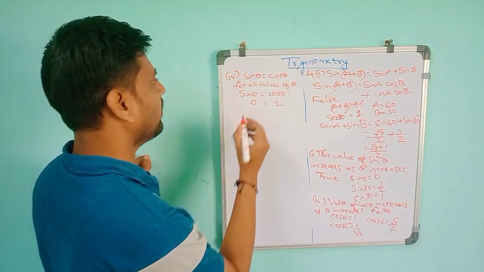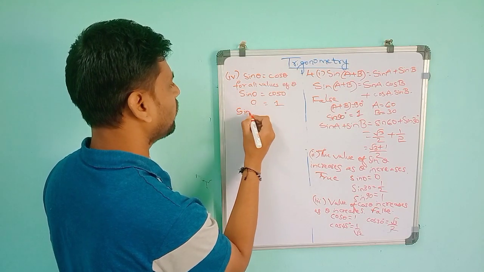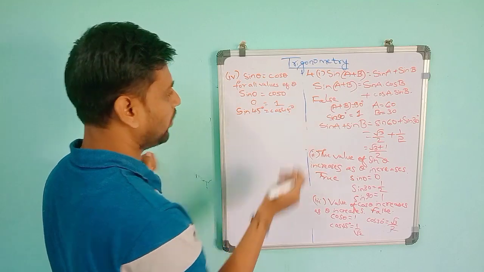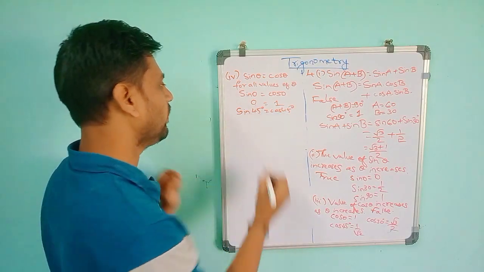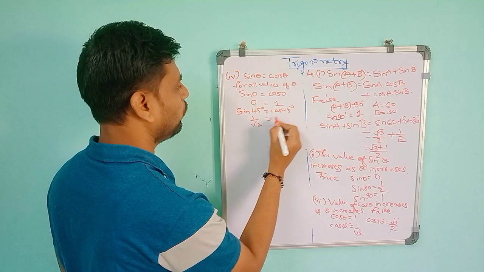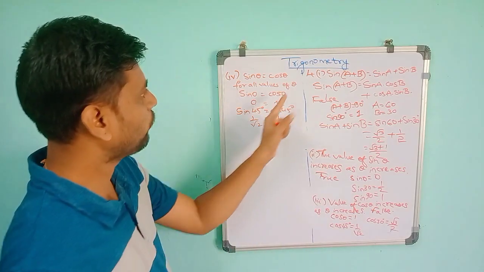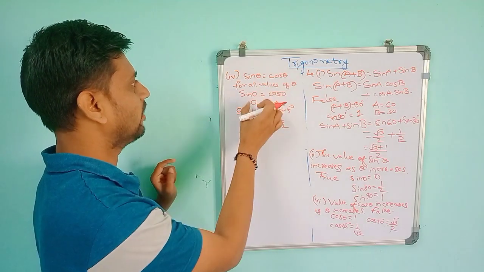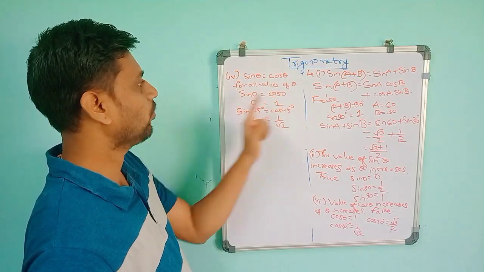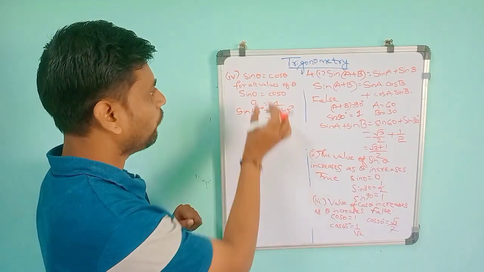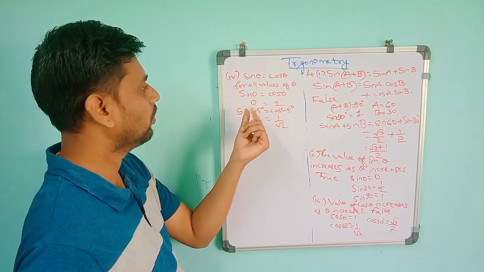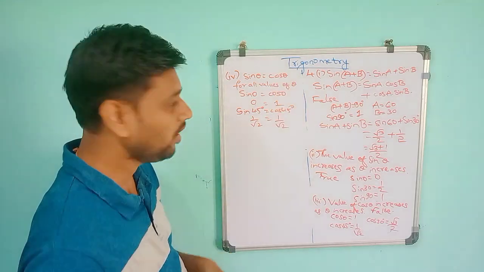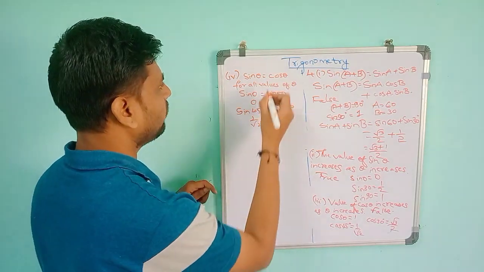For one angle it is the same: sin 45 degrees is equal to cos 45 degrees. As you see in the table, the values of sin 45 and cos 45 are 1 by root 2 and 1 by root 2. So only for theta equal to 45 it is the same, but it is different for other angles. If it is 0, sin 0 is 0 and cos 0 is 1, so it is not equal. So the statement is false.